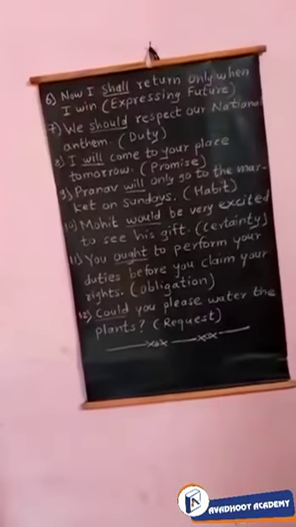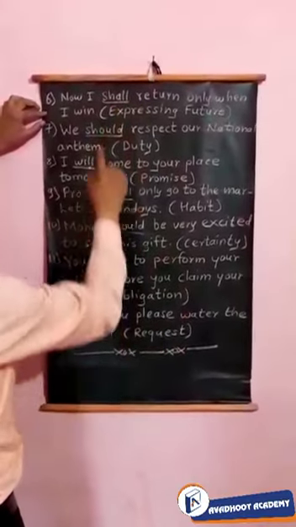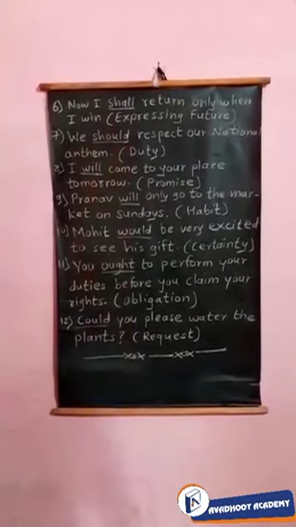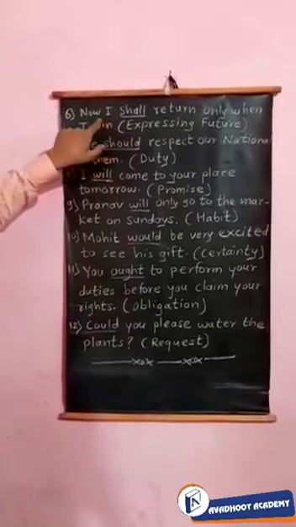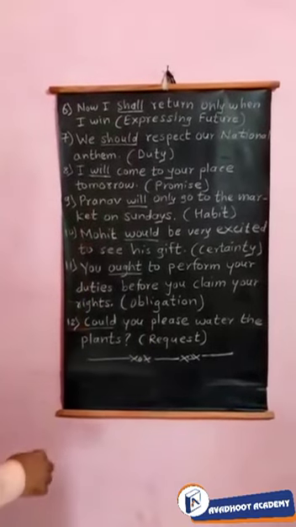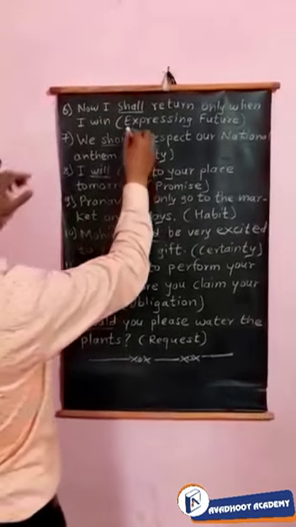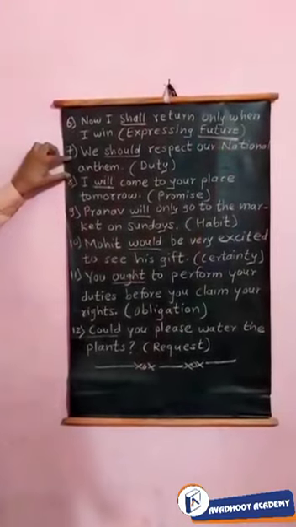Next example, that is shall. Now the second example: I shall return only when I win. Means he is expressing his future. That is, I shall return, and only when he returns will he win. So at that time the word shall is expressing future tense.